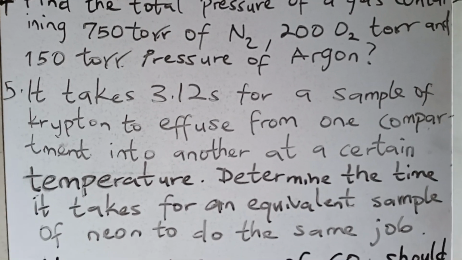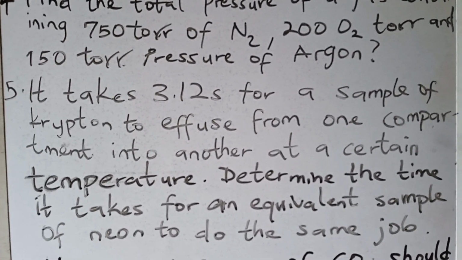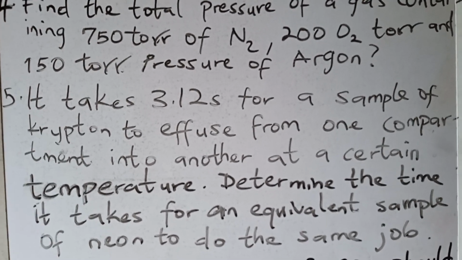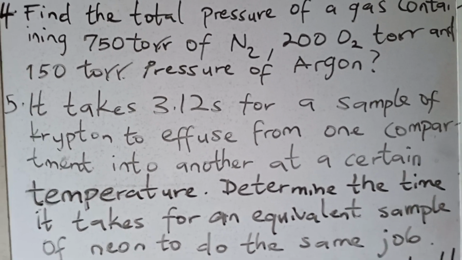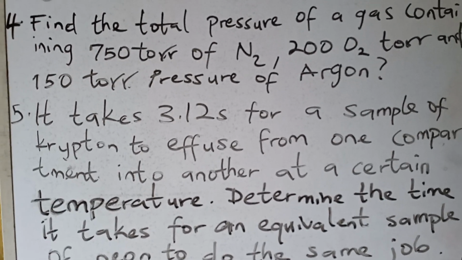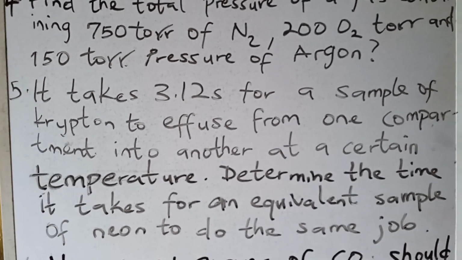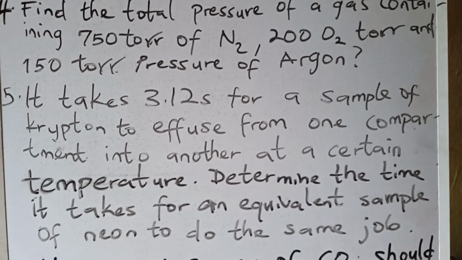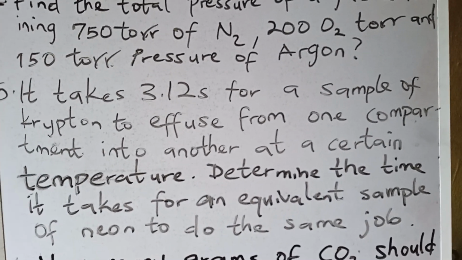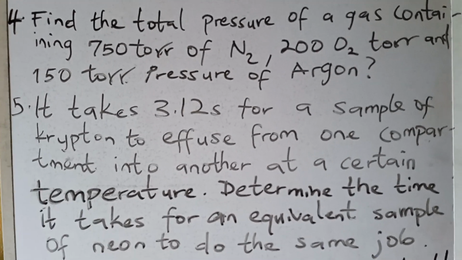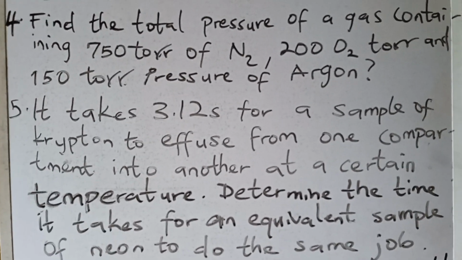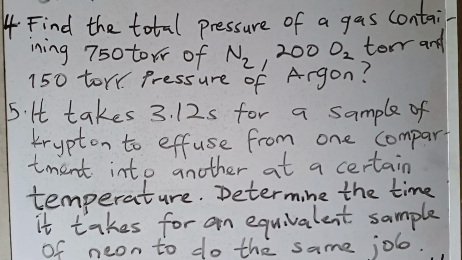Number 5. It takes 3.12 seconds for a sample of krypton to effuse from one compartment into another at a certain temperature. Determine the time it takes for an equivalent sample of neon to do the same job. Whenever you hear effuse or diffusion, simply know that we are talking about Graham's law.